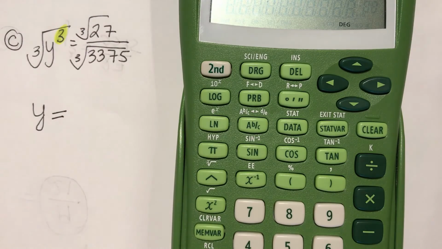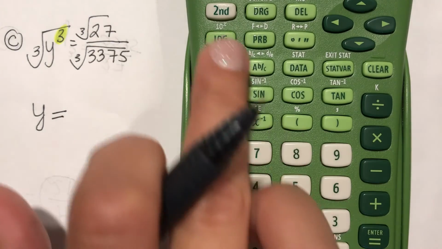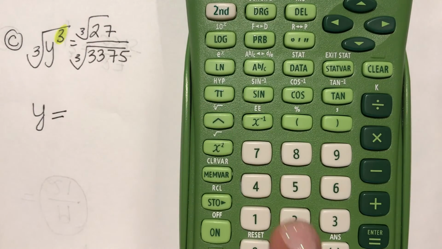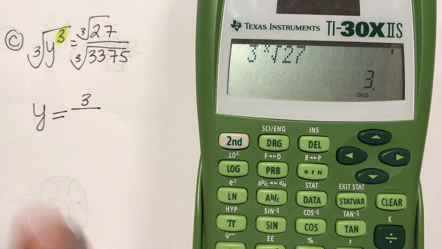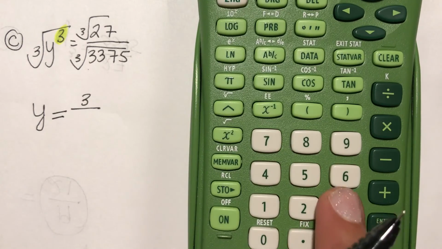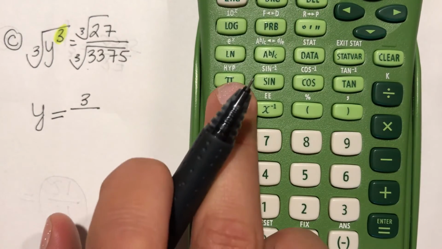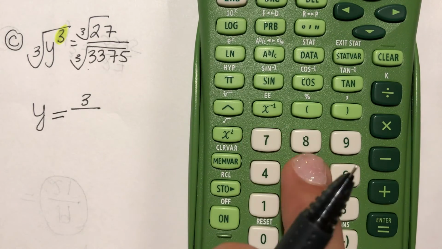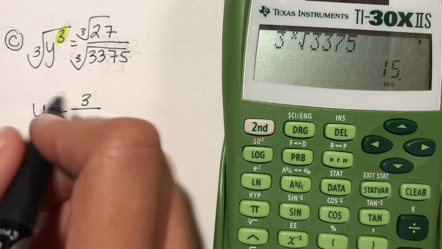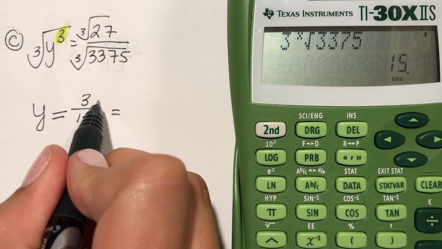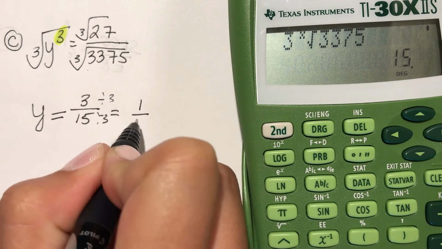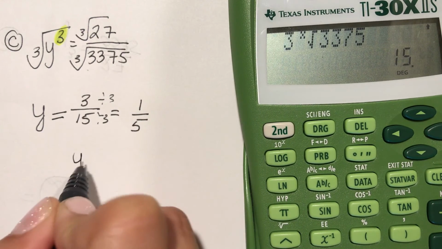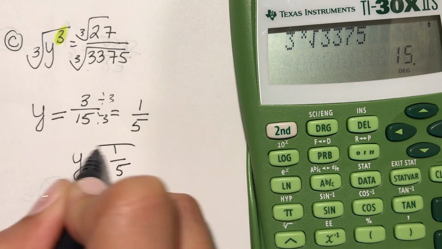The cube root and the cube cancel each other out, and I get y is equal to, I put the cube root of 27 in my calculator first. 3 second caret 27 gives me 3. My denominator is going to be the cube root of 3,375. 3 second caret 3,375. 15. And if you want to simplify it, you could divide 3 into both the numerator and the denominator and get 1/5. So y is equal to 1/5 would be my final answer.